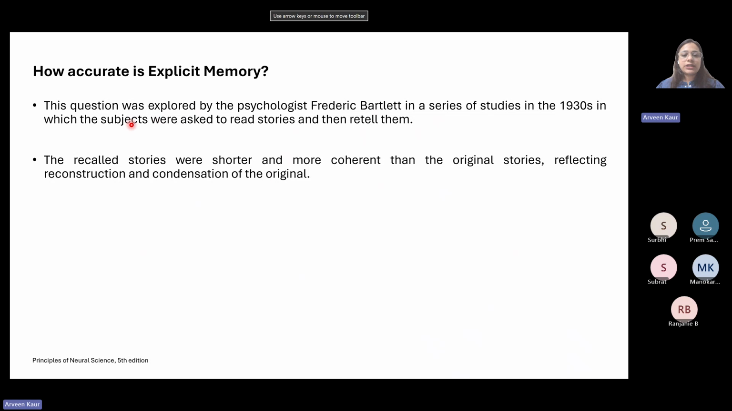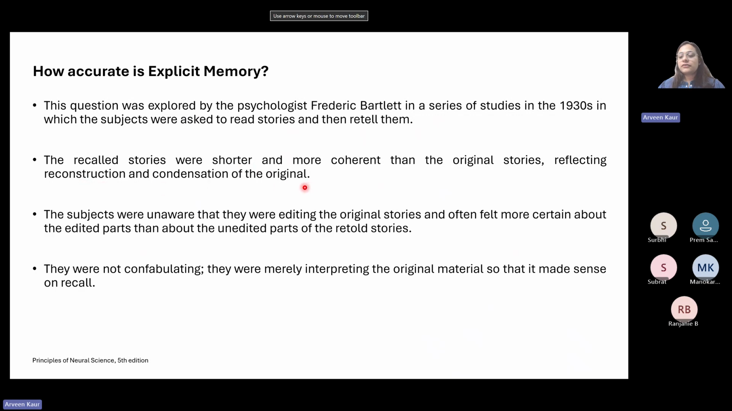What he did was he asked certain subjects to read stories and then to retell them. What these subjects actually retold was that their recalled stories were shorter and more coherent. That is, they had a better flow than the original stories and reflected reconstruction and condensation of the original material. So these subjects were unaware that they were editing these original stories and often felt more certain about the edited part than about the unedited part of the retold story. And they were actually not confabulating.